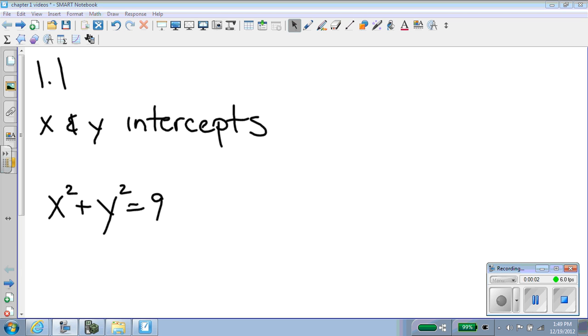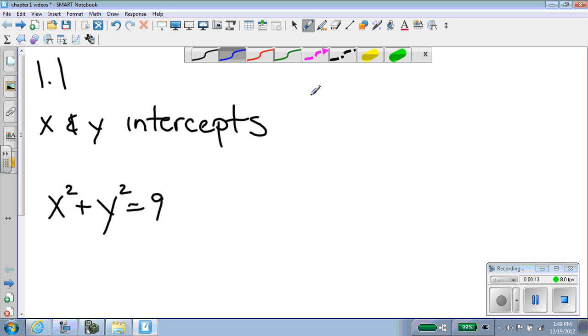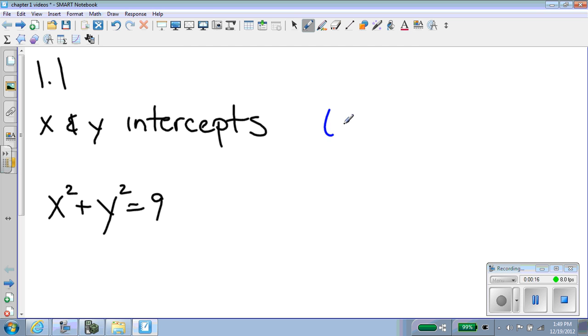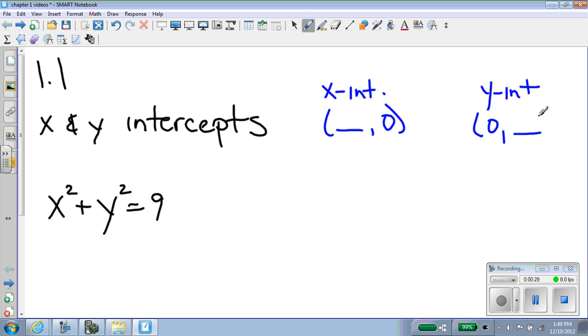Today we're going to talk about equations, specifically x and y intercepts and symmetry for equations. An x-intercept occurs where y is 0. So it's some value on the x-axis, but not up and down at all. That's an x-intercept. A y-intercept occurs where x is 0 because we didn't go left or right at all. It's somewhere on the y-axis.